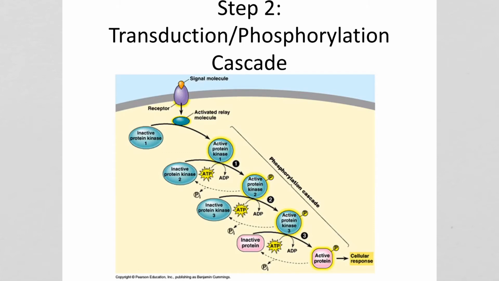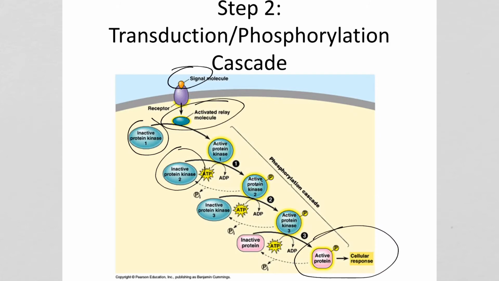Here we see a transduction pathway, or a phosphorylation cascade. Notice that our signal molecule bound to the receptor, that helped to activate some type of relay molecule, which then activated a protein kinase. That protein kinase then phosphorylates a second protein kinase and activates it. That one then may activate a third one and a fourth one, until eventually some type of enzyme or process is activated at the end, which causes the desired response.